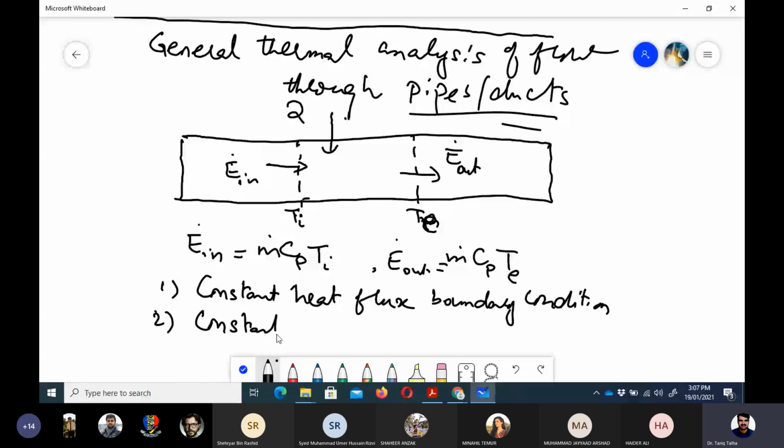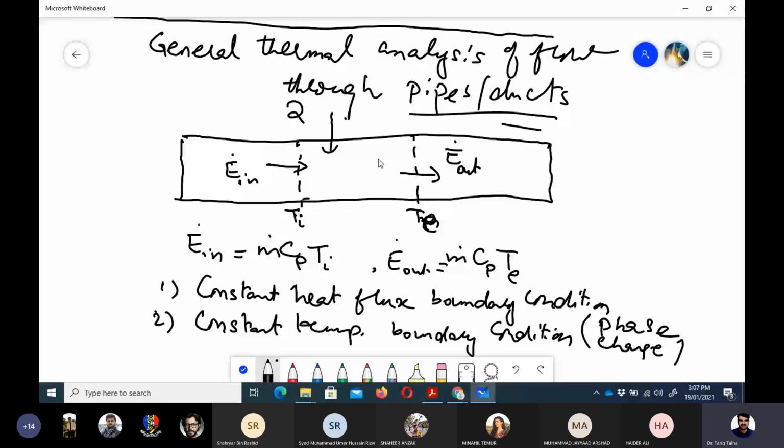And then the second boundary condition is the constant temperature boundary condition. We can see that boundary condition when we have got a phase change process at the pipe surface. So it means that either there is evaporation of some vapor or condensation of air at the surface. So then we would have constant temperature boundary condition.